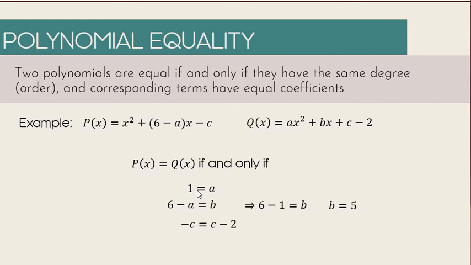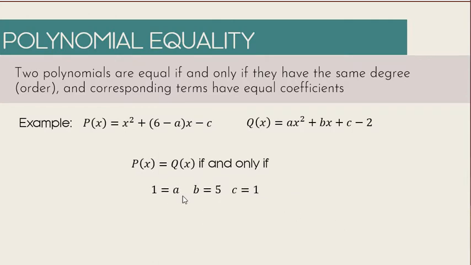According to the first condition, we know that a is 1, so we replace a with 1 in the second condition here. 6 minus 1 must be b, so b is 5. And in the third condition, we know that negative c is equal to c minus 2. So after some transformation, we achieve that 2 equals 2c, and that means c is 1. Can you follow that? I hope that I'm not moving so fast. Okay, we know that a is 1, b is 5, and c is 1.